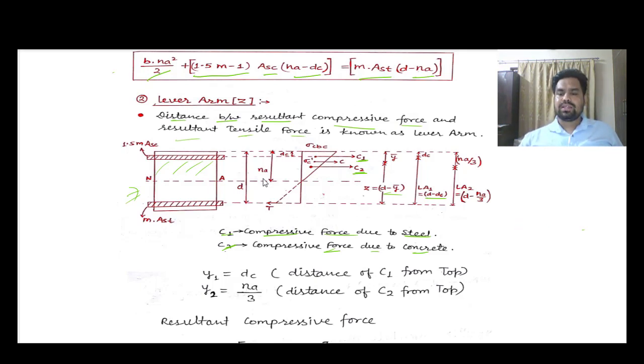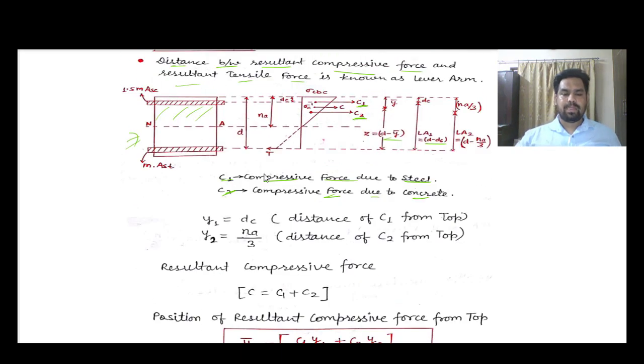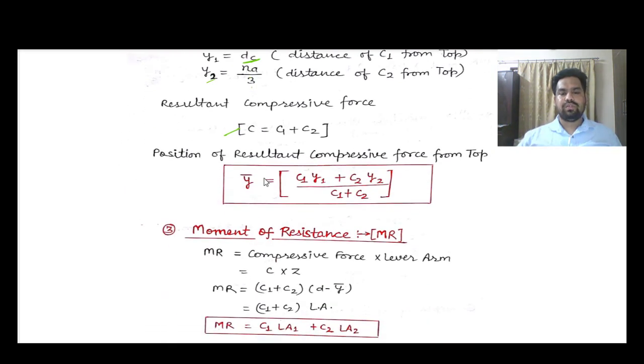So here the neutral axis depth, or you can say the lever arm depth, changes for both the forces, that is C1 and C2. So we will discuss this. Here you can see that Y1 equal to dc. Basically this step, Y1 equal to dc and Y2 equal to NA by 3. This depth is NA by 3. So the resulting compressive force, as I've already told you, C equals C1 plus C2. The position of the resultant compressive force from top, Y bar, will be equal to (C1 Y1 plus C2 Y2) whole upon (C1 plus C2).